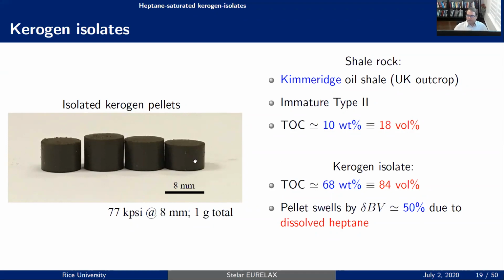We then take this kerogen powder and we pelletize them at high stress, in an 8mm press. It's about 1 gram of material. And then we expose these pellets to heptane. We saturate them with heptane. And what we find is these pellets swell by 50 volume percent. Okay, that's a lot. And that's a direct consequence of this dissolved heptane.